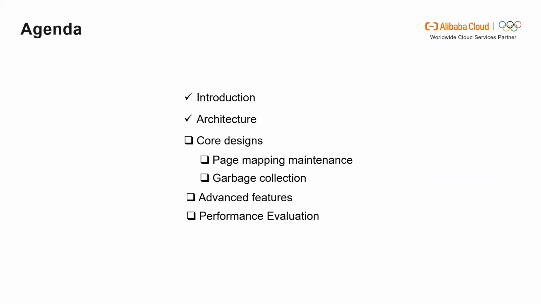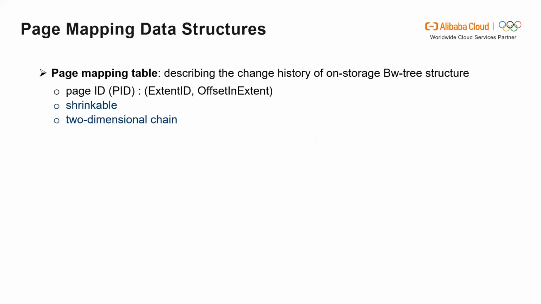Next, we will drill down into the core designs. The page mapping table contains the change history of the on-storage BW tree structure. It maps the page ID to the page's on-storage location information. The page ID is physical and consists of the extent ID and the offset in the extent. The page mapping table is shrinkable. Once a page's physical location information is updated into the parent page, this page ID's mapping information can be removed.